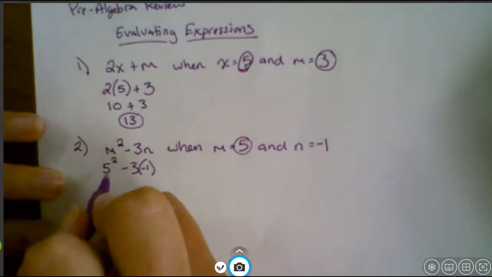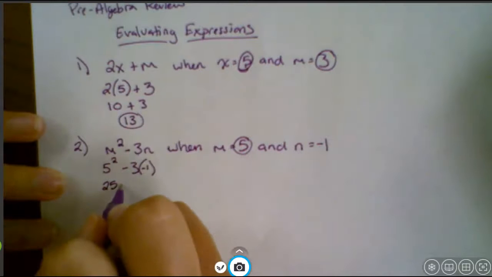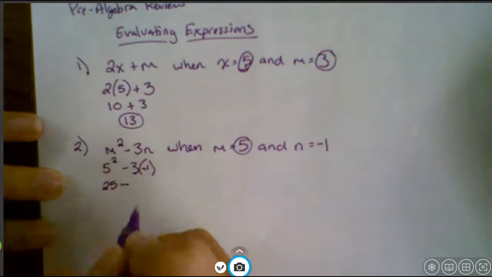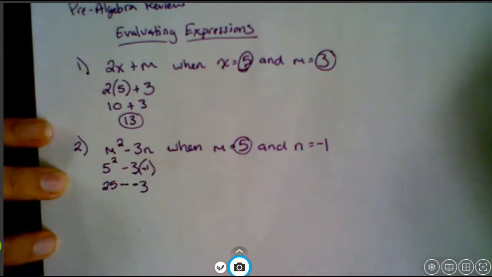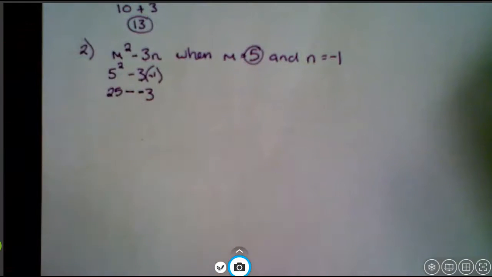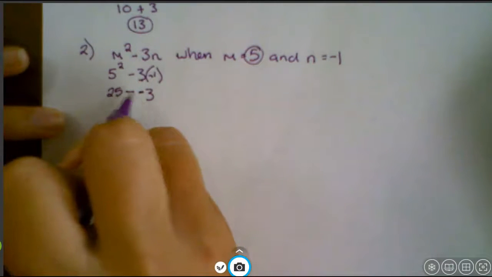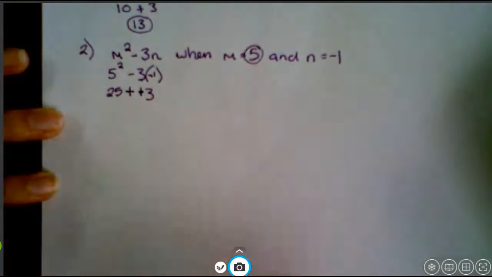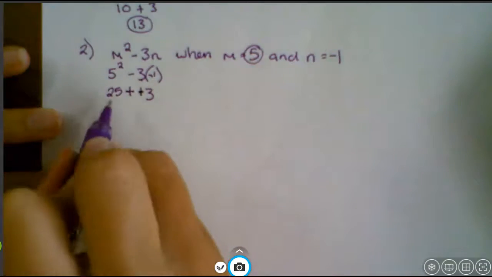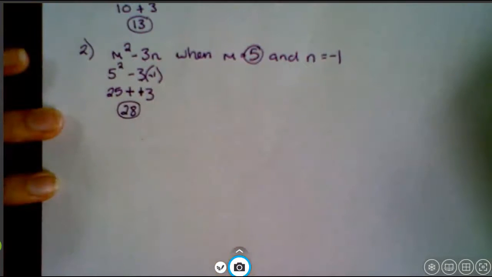So exponents first. 5 squared is 25 minus 3 times -1 is -3. Now remember, what do we do with a minus? There's a lot of different little sayings to remember this. I use bam bam. So anytime I have a minus right next to each other, a minus negative, I do bam bam. So then we have a plus. So we have 25 plus 3 is 28.